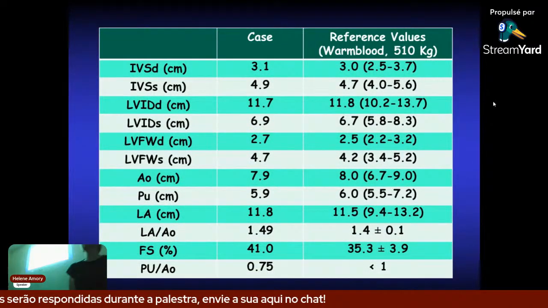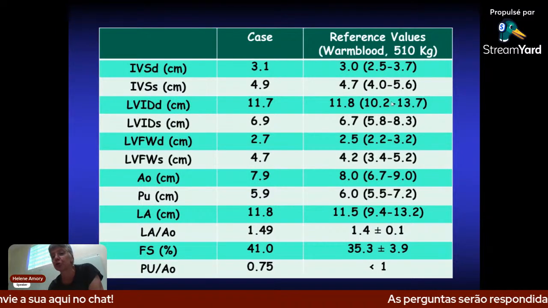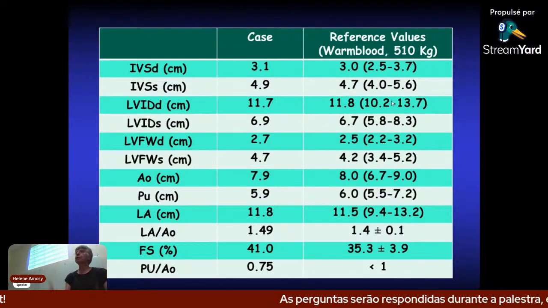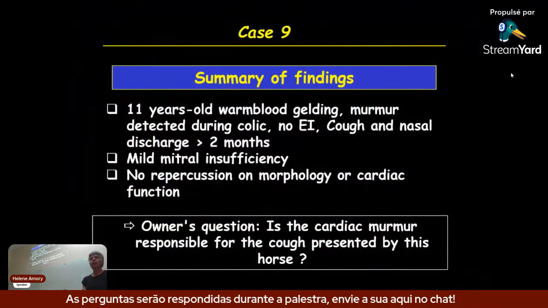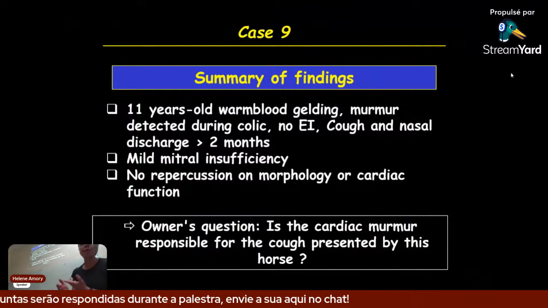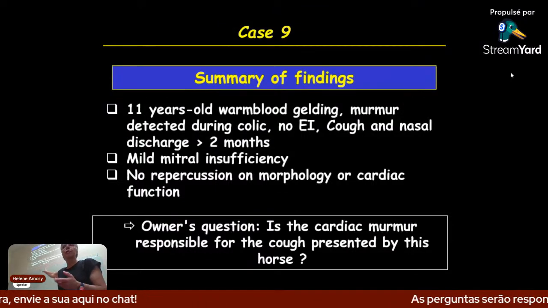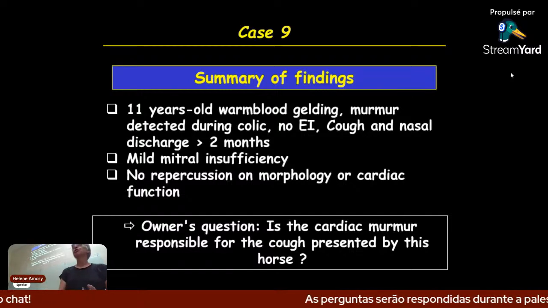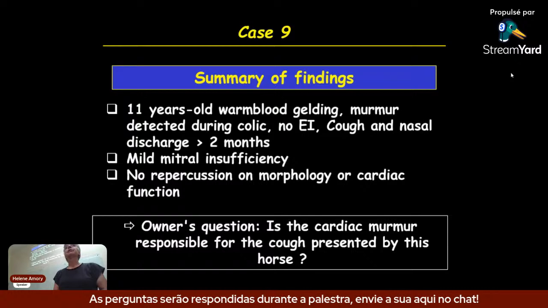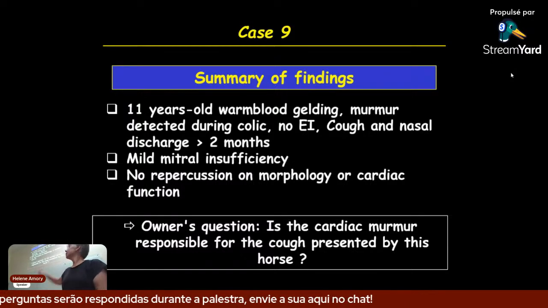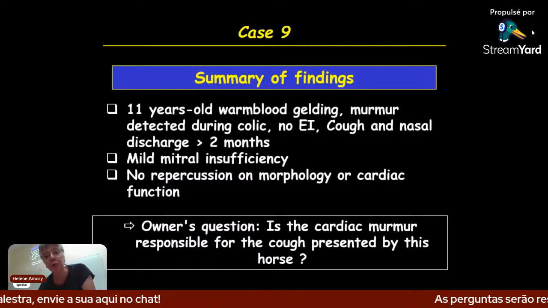Okay, to do it short, we do the measurements of the cardiac structure, everything within normal value. Thus, in summary, my cardiac investigation showed me a mild mitral insufficiency. You saw it was really small, very mild, no repercussion on the heart, absolutely not. And the owner has a question: is this abnormality associated with the respiratory problem of this horse?